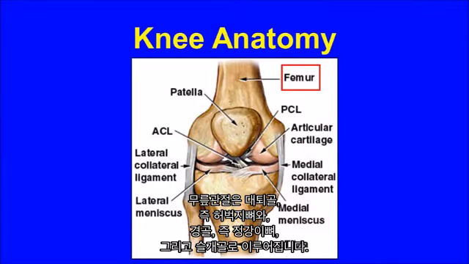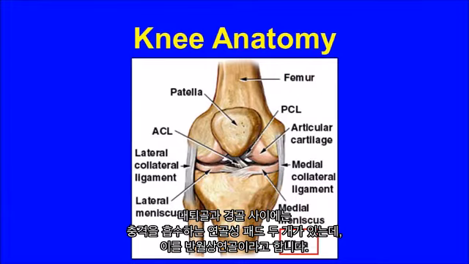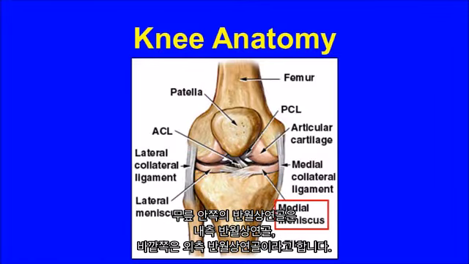The knee joint includes the thigh bone, called the femur, the shin bone, known as the tibia, and the kneecap, called the patella. Between the thigh bone and the shin bone, there are two soft tissue shock absorber cartilage pads known as the meniscus. The meniscus on the inside part of the knee is called the medial meniscus, and the meniscus on the outside part of the knee is known as the lateral meniscus.